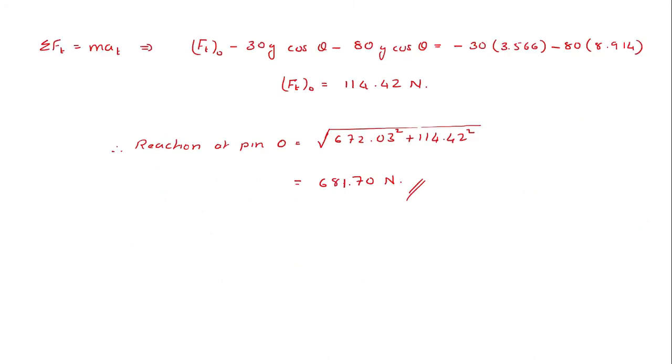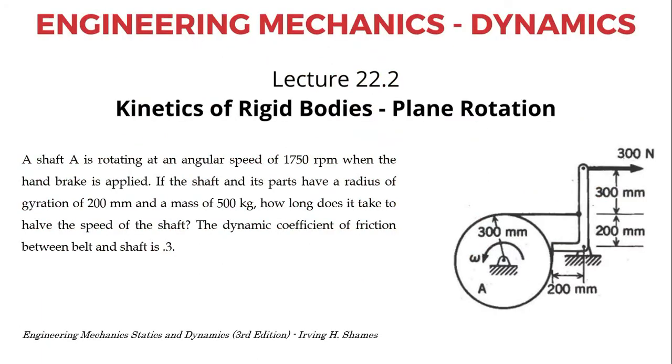Now let's go to the next question. A shaft A is rotating at an angular speed of 1750 rpm when the handbrake is applied. If the shaft and its part have a radius of gyration of 200 mm and a mass of 500 kilograms, how long does it take to halve the speed of the shaft? The dynamic coefficient of friction between the belt and the shaft is 0.3.